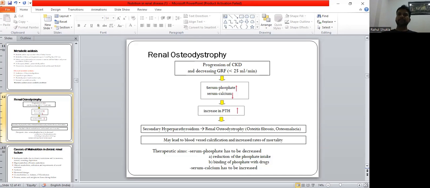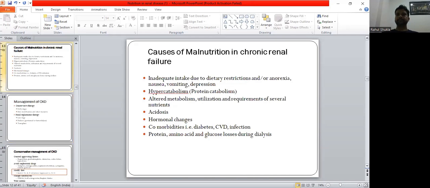There are two parts to this management. One is reduction in phosphate load in the diet, and another is binding of phosphate with a drug. And serum calcium, if it is low, needs to be increased.